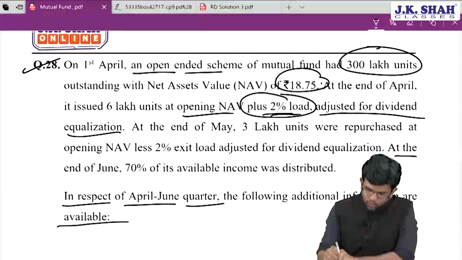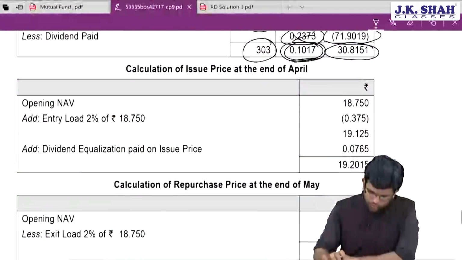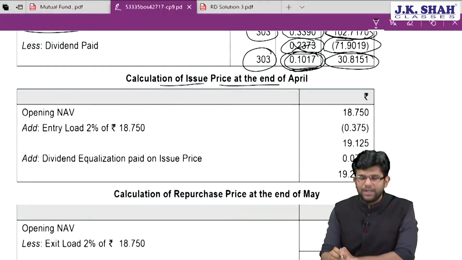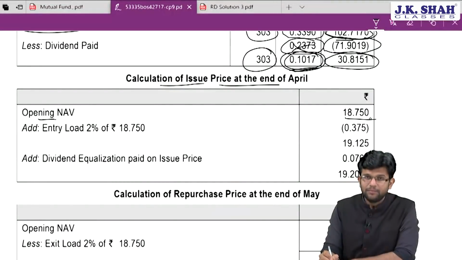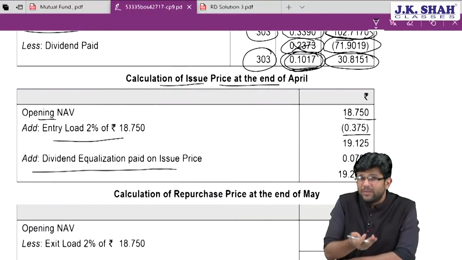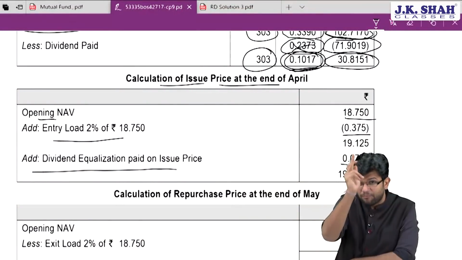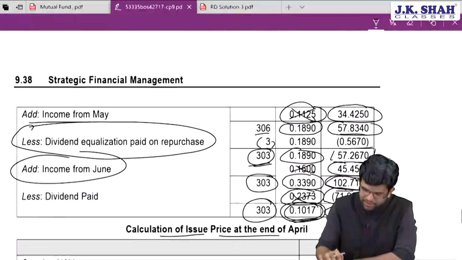So students, remember 2% load and the opening NAV of 18.75. So calculation of issue price at end of April, opening NAV 18.75, add entry load 2% of 18.75, add the dividend equalization paid by them, that means we will be recovering from them at the time of issue, 0.0765 per unit. I'll show it to you where we have done it.